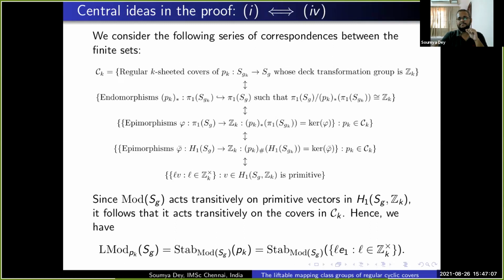Now, how to see the condition? The implication from 1 to 4 and vice versa, the stabilizer one. This is a sequence of arguments that you have given. We consider the following series of correspondences. These are all one-one correspondences between finite sets. All of them are finite sets. The first set is all regular k-sheeted covers p_k from S_gk to S_g whose deck transformation group is Z_k. We're calling this C_k. Now, this is in one-one correspondence with endomorphisms p_k star from pi 1 S_gk to pi 1 S_g such that pi 1 S_g mod this p_k star of pi 1 S_gk is your deck transformation group. Again, this is in one-one correspondence with all epimorphisms. This we have seen.